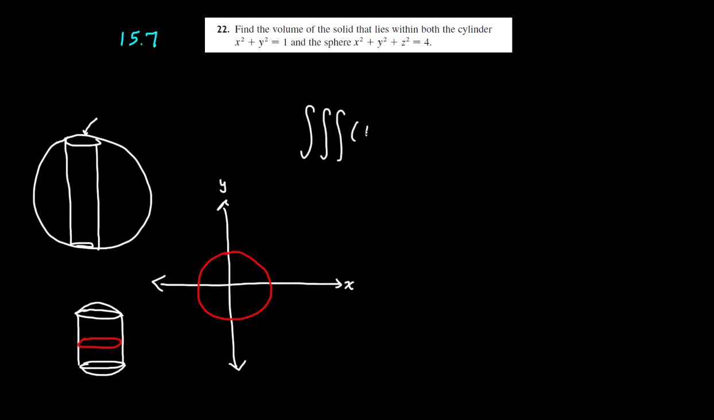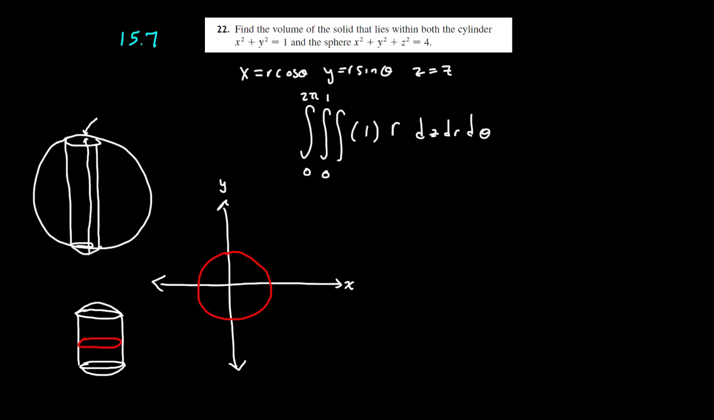Our f function is still 1. We're still going to need the Jacobian r. Of course, I needed my transformation, which I'll just pen real quick here. Okay, we have that. We'll go dz, dr, d theta. Theta is going to go from 0 to 2 pi. R is going to go from 0 to 1. And then z is going to go from back down here, this little cap here, up until this cap here.